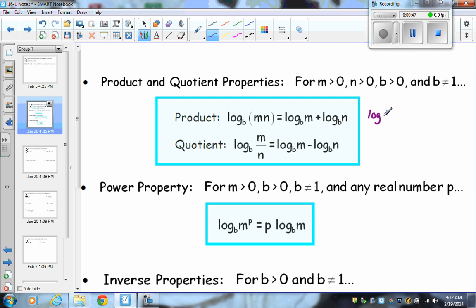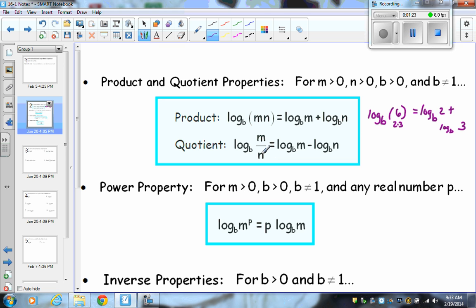log of some base of 6, I can rewrite that because I know 6 is just 2 times 3. I can rewrite that as the log of that same base of 2 plus the log of that same base of 3, and vice versa. If I have the log of some base of 2 plus the log of some base of 3, then I can multiply 2 times 3 and rewrite it as just the log of that base of 6.